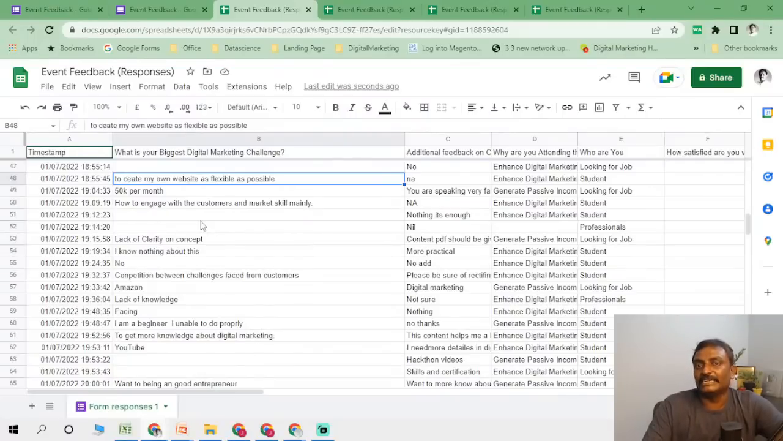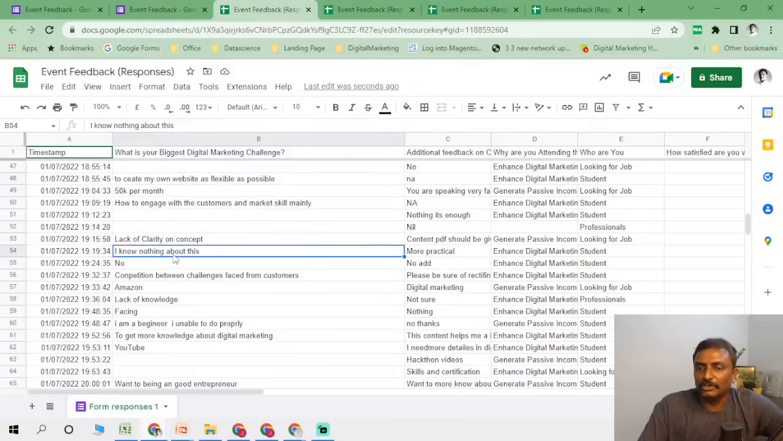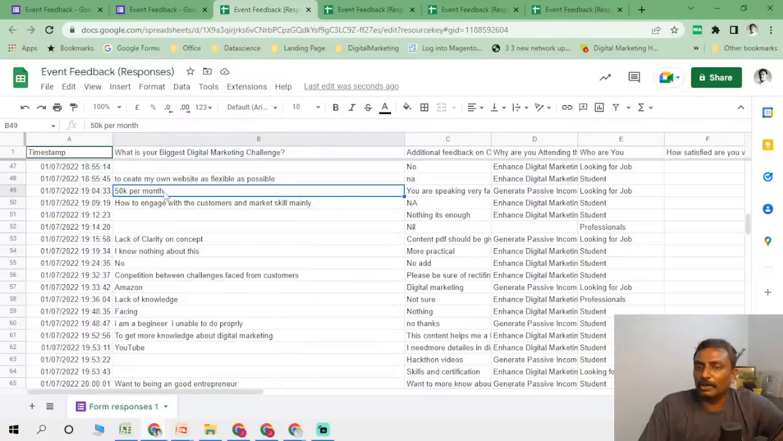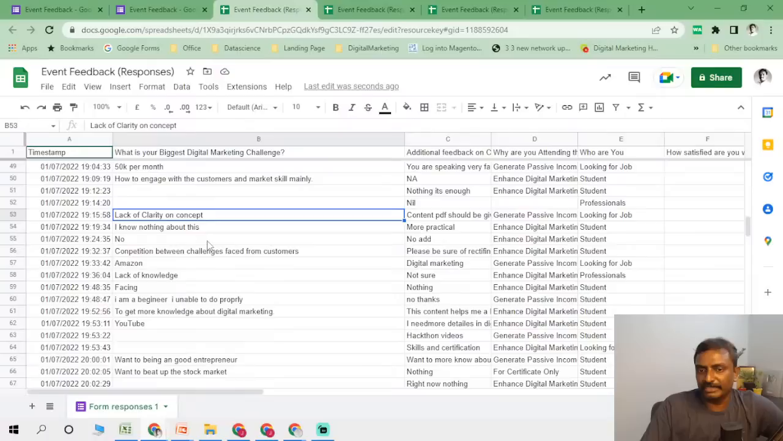Okay, so by taking a survey, I know, because I knew nothing about this, lack of clarity. So one person has typed, he wants to earn 50K per month. Maybe my understanding may be wrong, but what I understand is he wants to earn, by going through this course, 50K per month. That's my understanding, okay. Lack of clarity on concepts.